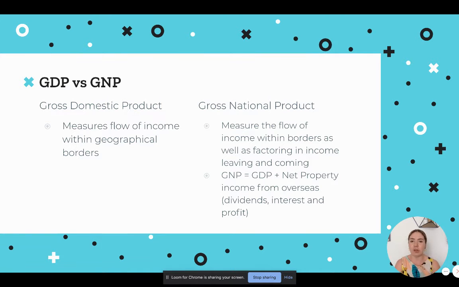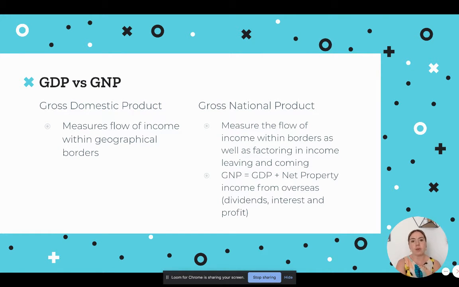Now, for lots of countries, that's fine. Their gap between their GDP and their GNP is quite small, because they don't have a huge portion of their population operating financially outside of their borders, and they don't have a huge foreign population operating financially within their borders. But that's not true for everywhere. So that's where figures like GNP come in.